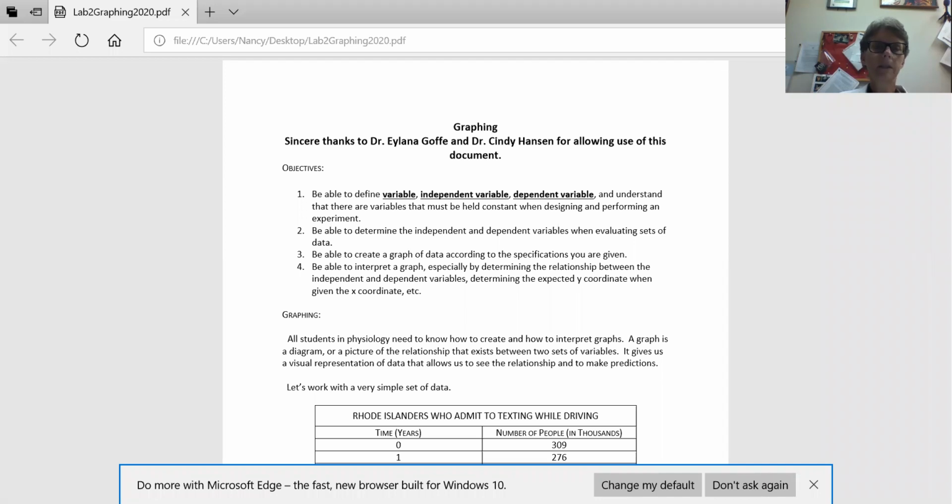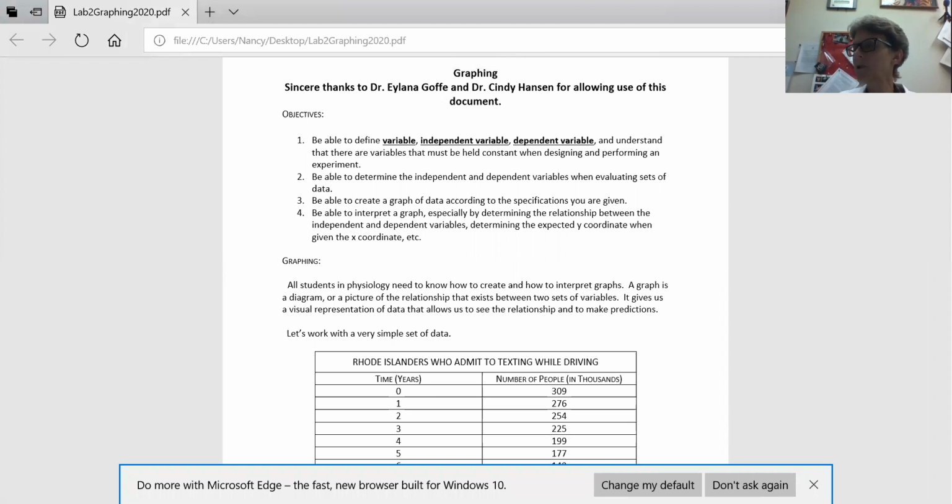Okay. So the objective of this lab is to make sure that you know how to construct and interpret graphs. One thing that you really need to understand is the difference between an independent and a dependent variable. The independent variable, first of all, is always on the x-axis. It's always the horizontal axis. And the dependent variable is always the y-axis or the vertical axis.